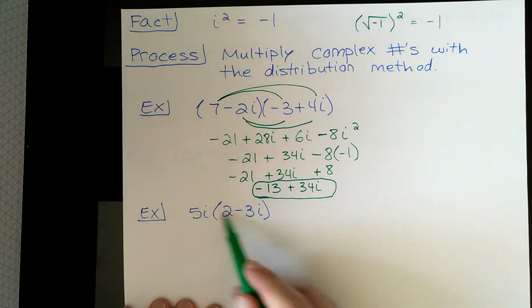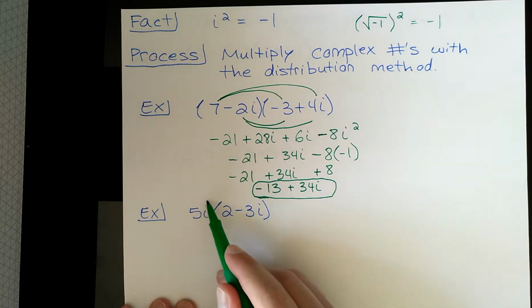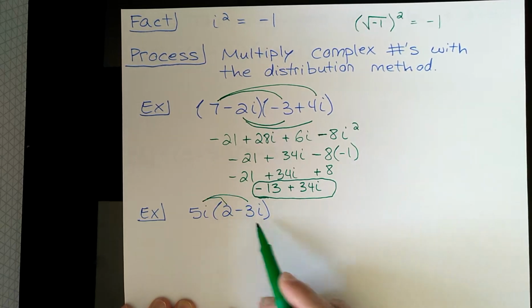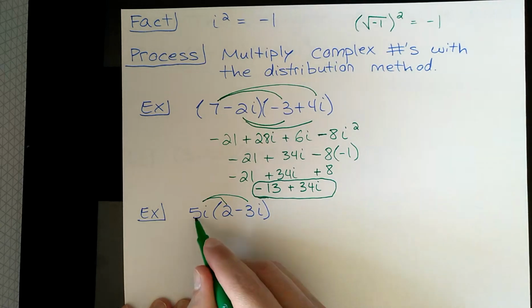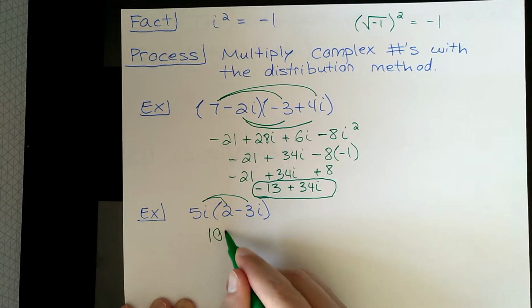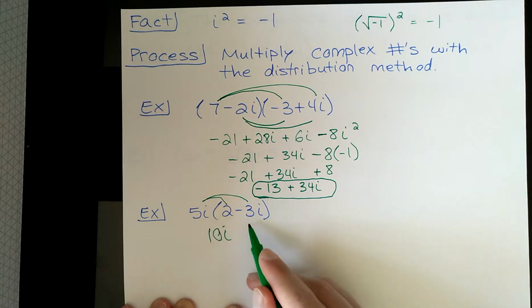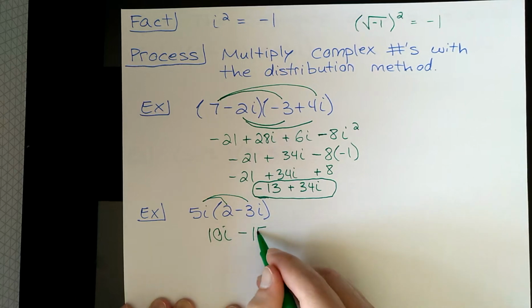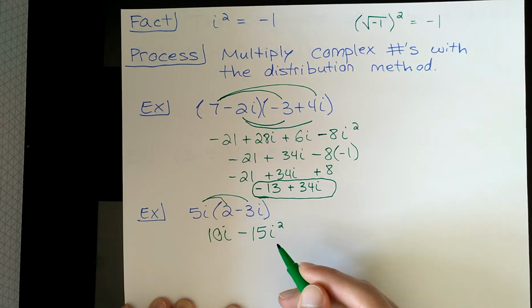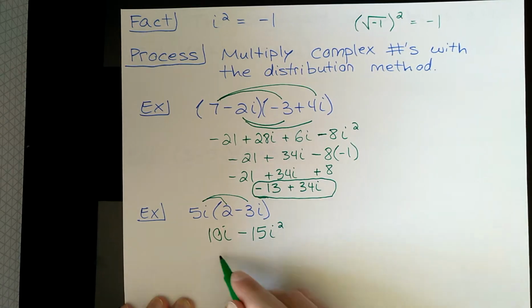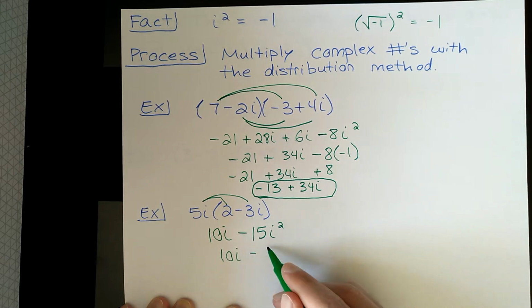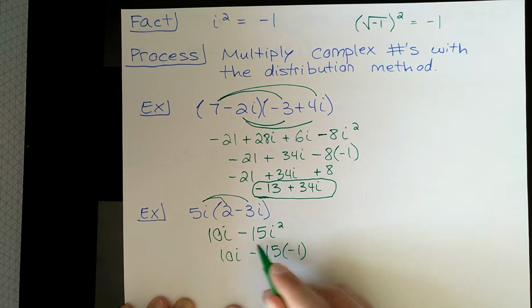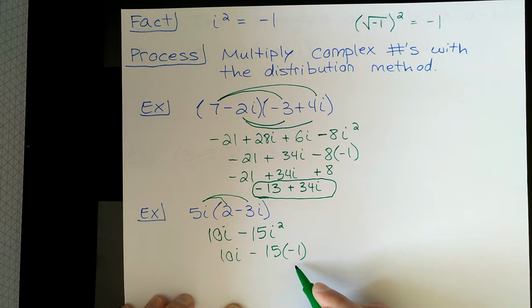Okay, so to simplify this one, we're going to take 5i and distribute it to the 2 and negative 3i, which gives us 5i times 2 is 10i. And then 5i times negative 3i is minus 15i squared. i squared, we know, is negative 1. So this becomes negative 15 times negative 1. Negative 15 times negative 1 becomes positive 15. So we get 10i plus 15.